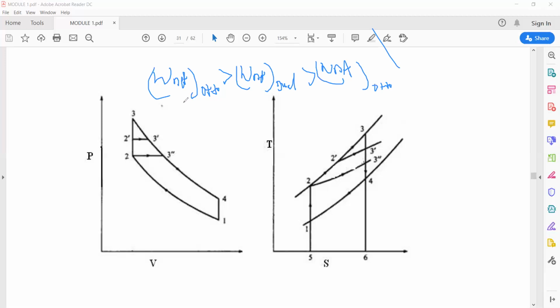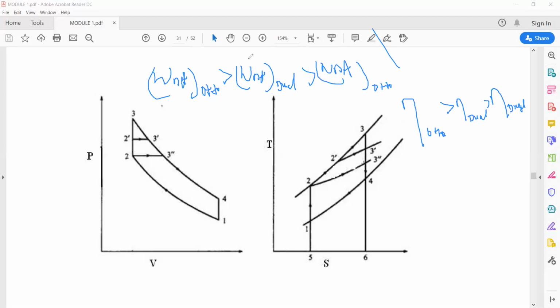So therefore, I can say the efficiency of Otto cycle is more than the efficiency of dual cycle, which is more than the efficiency of diesel cycle. Sometimes in competitive exams, they will ask for the same compression ratio and heat rejection, which one has the maximum efficiency. So you have to remember this sequence. The efficiency of Otto cycle is more than the efficiency of dual cycle is more than the efficiency of diesel cycle. I hope this is clear.